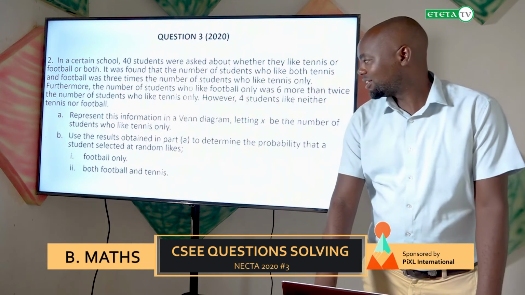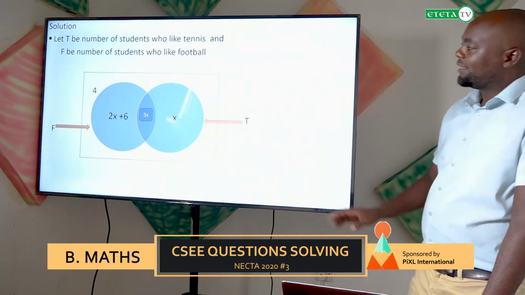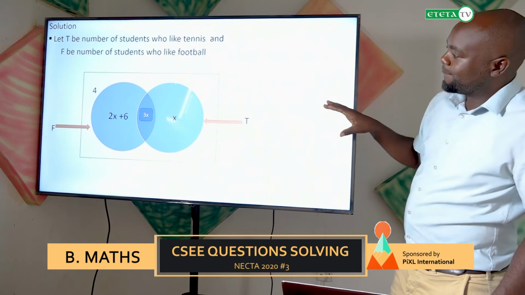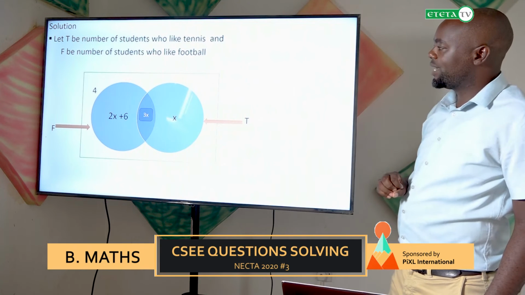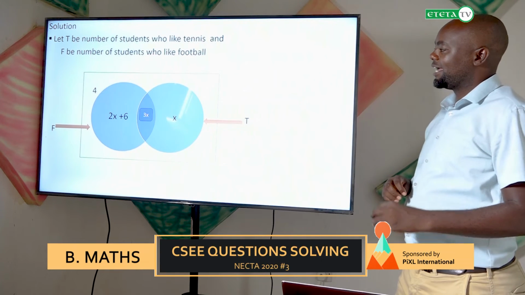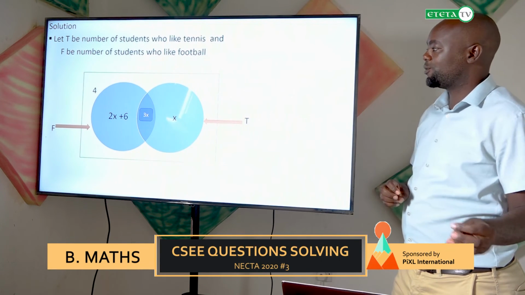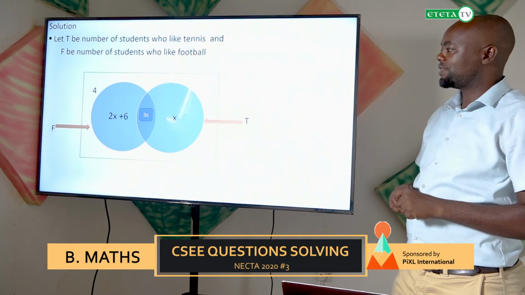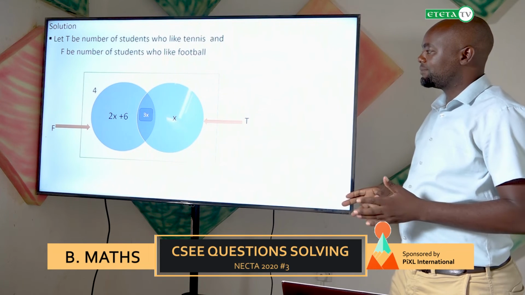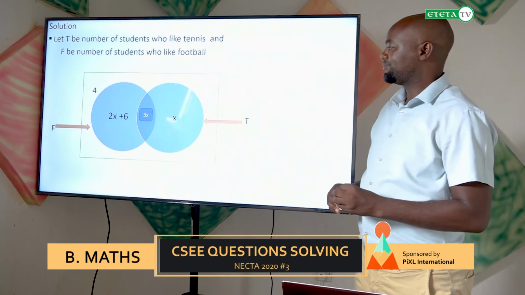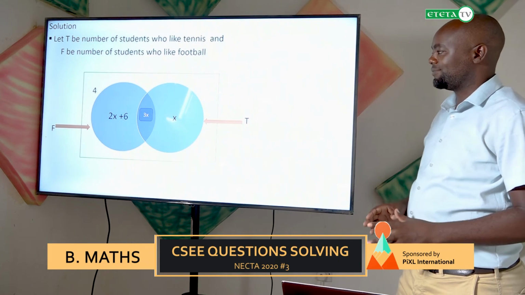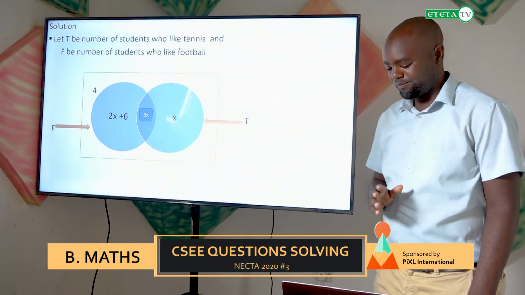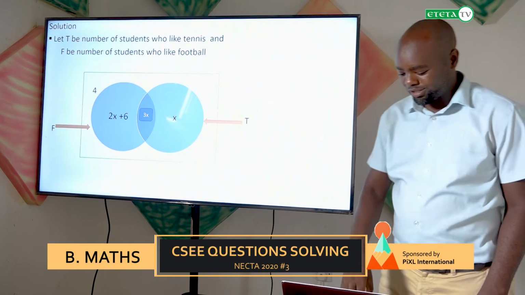When you look here, students who like football only, in our circle, the circle which is labeled by F, is 2x plus 6 plus x. And now we have the value of x, which is 5. When you substitute the value of x in those numbers, we get 2x, 2 times 5 is equal to 10, plus 6 is equal to 16. So that is the total number of students who like only football. So that is the expected outcome.